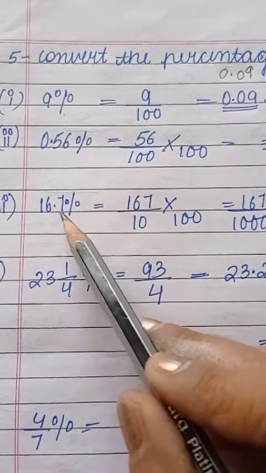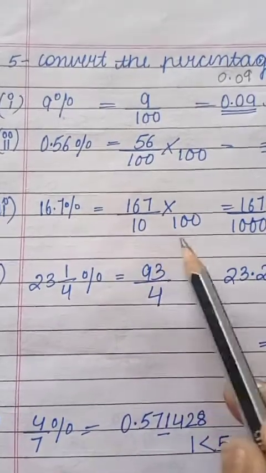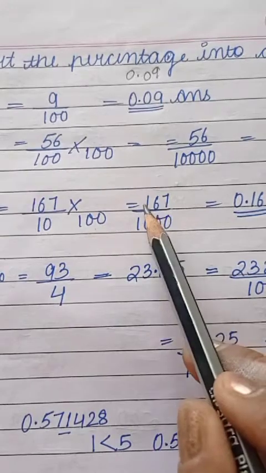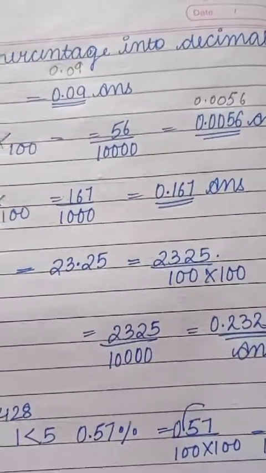16.7%. This 10 after removal of the decimal and 100 after removal of the percentage. Total 3 zeros in the denominator. So where will be the decimal? Leave 3 digits. 1, 2, 3. It will be after 1. So answer will be 0.167.